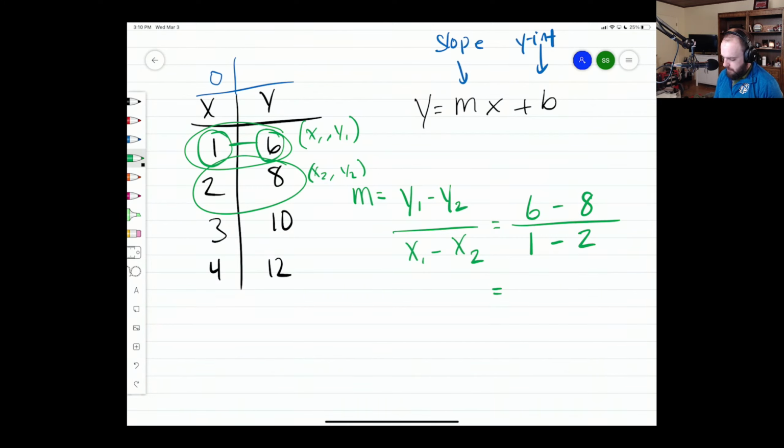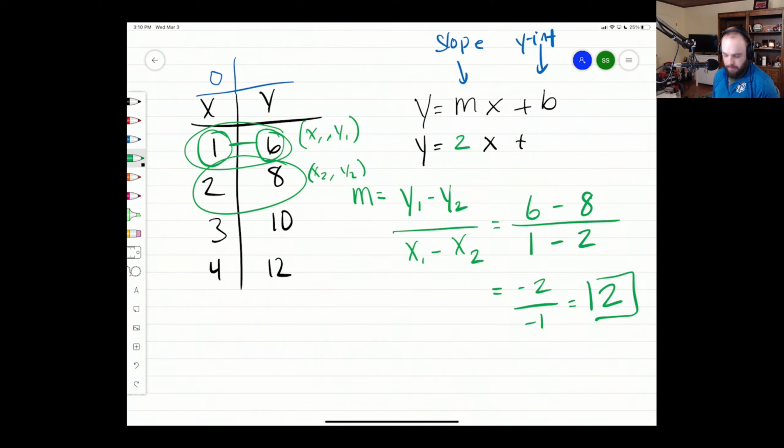So we have 6 minus 8. That's going to be negative 2. 1 minus 2 is going to be negative 1. We need to simplify this. A negative divided by a negative is a positive. We'll be left with a slope of 2. Right? So if I wanted to start rewriting my equation now, we're going to write y equals, I'm just going to plug in a positive 2 for my slope.